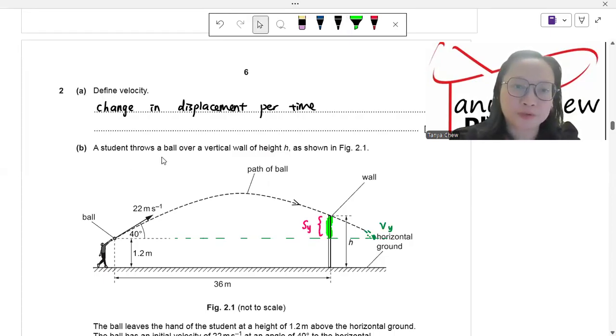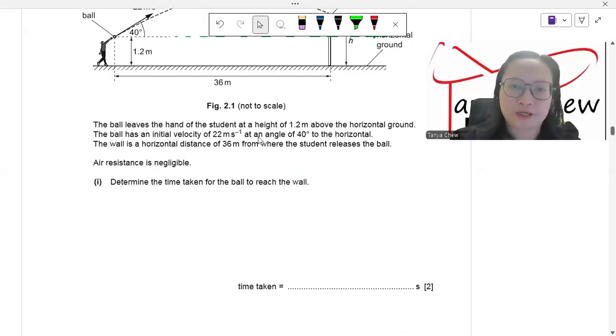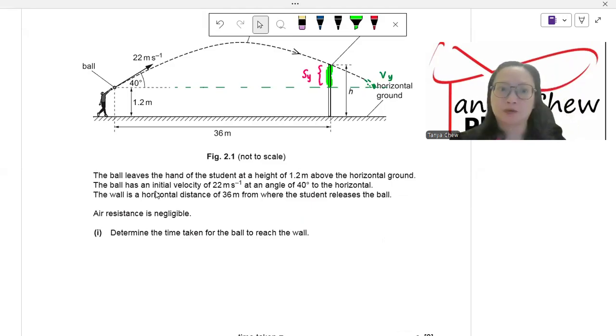B, a student throws a ball over a vertical wall of height h as shown in Fig 2.1. The ball leaves the hand of the student at a height of 1.2 meter above the horizontal ground. The ball has an initial velocity of 22 meters per second at an angle of 40 degrees to the horizontal. The wall is a horizontal distance of 36 meters from where the student releases the ball. Air resistance is negligible. Thank goodness for that.